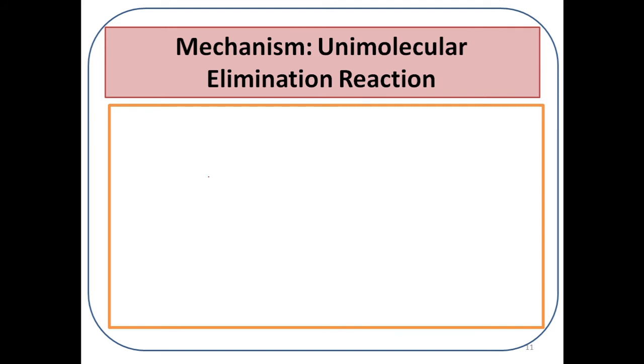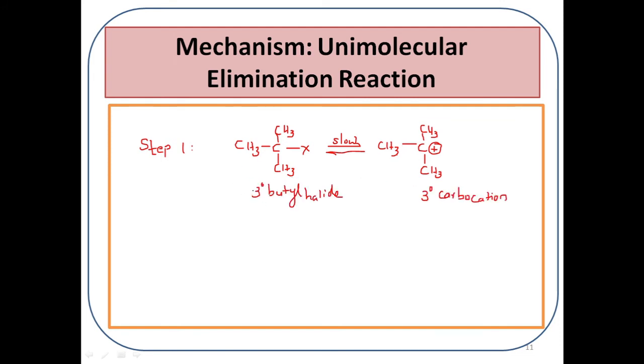Now we will see the mechanism of this reaction. Here the reaction takes place in two steps, as we have discussed earlier. In step one, the tertiary alkyl halide ionizes in a slow manner to give a tertiary carbocation system. This tertiary butyl halide ionizes to give a carbocation which contains a tertiary carbon. That is, the carbocation formed is a tertiary carbocation. That is, this carbocation is highly stable. Being tertiary, this carbocation is highly stable, and therefore there is no scope of any rearrangement.